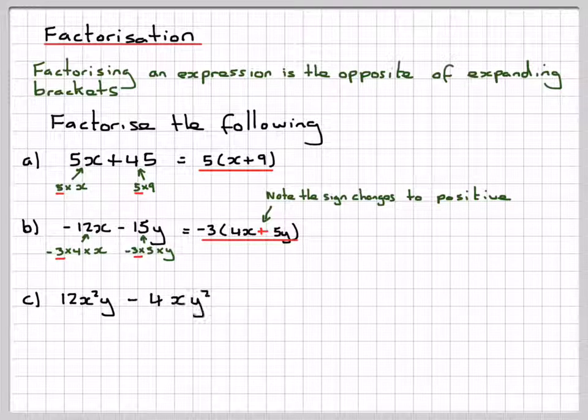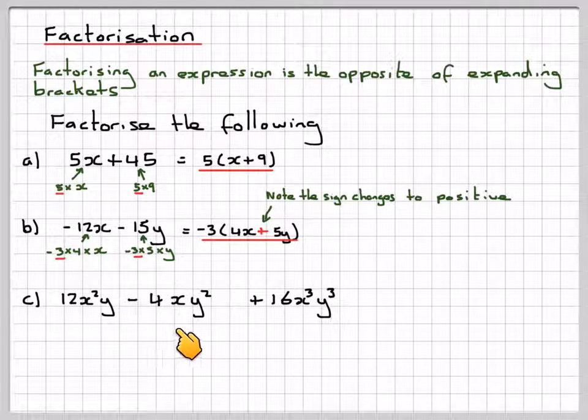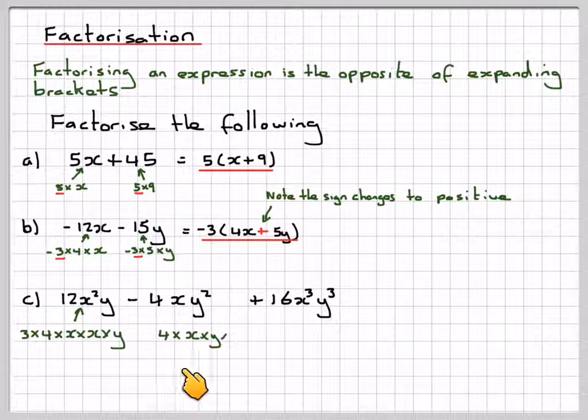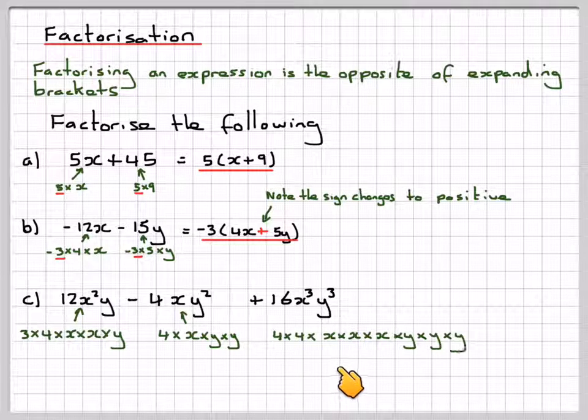Let's have a look at this example. 12x squared y minus 4xy squared plus 16x cubed y cubed. So 12x squared y could be written as 3 times 4 times x times x times y. This I'm going to just write as 4 times x times y times y, because I've only got 4 here, so I'm not going to split it up to 2 times 2. And 16 is 4 times 4, so 4 times 4 times x times x times x for the x cubed times y times y times y for the y cubed.